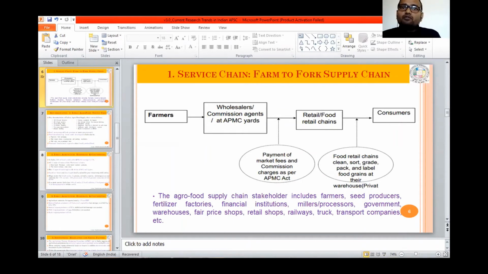So the different stakeholders involved in the agro-food supply chain include farmers, seed producers, fertilizer factories, financial institutions like banks, millers, and processors. Then government agencies have their roles. We have warehouses, and in India we have public distribution, which runs in the form of fair price shops. We have retail shops, railways, trucks, and transport companies as various stakeholders.